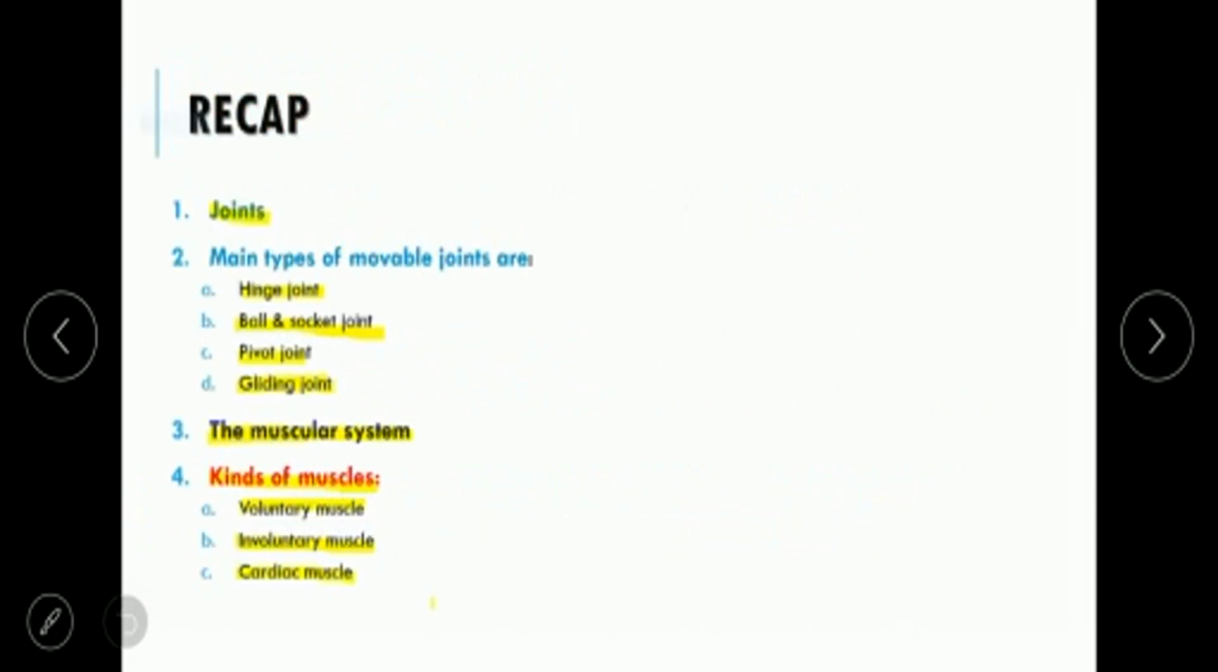Now let us see the recap very quickly. We have seen about the joints, how the joints are helpful in moving your skeleton. Then we have seen the hinge joint, ball and socket joint, pivot joint, gliding joint, and the muscular system. Then the three types of muscles: voluntary muscle, involuntary muscle and the cardiac muscle.